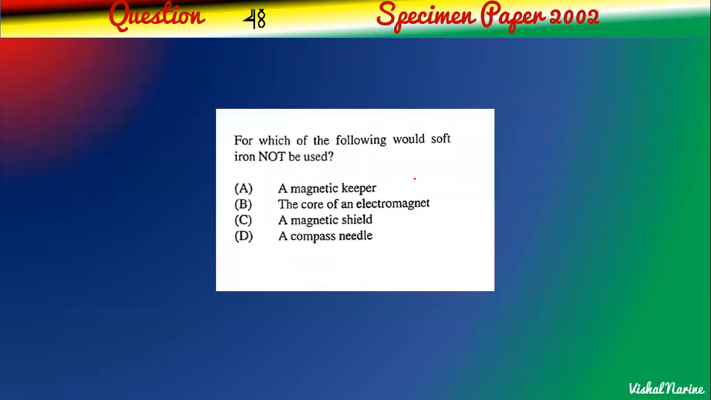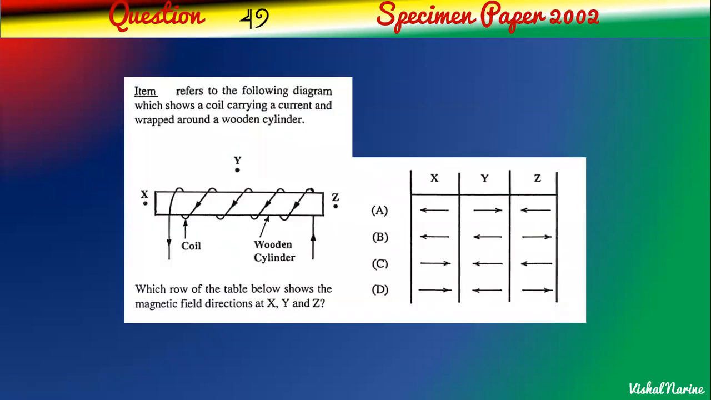Part 8. Which of the following will soft iron not be used? The answer there is D, a compass needle. Right, so you can read through that. That's a simple question.